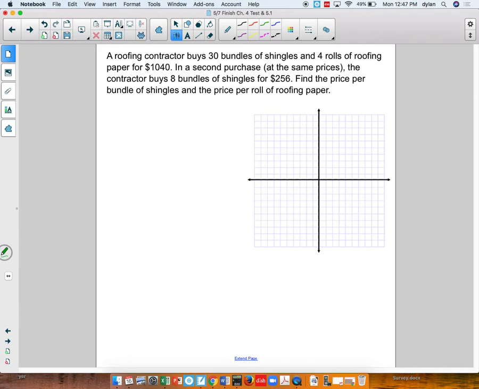And the first thing whenever we do a word problem is we always define our variables first. And I guess for this problem, I'm going to say that R comes before S. So I'm going to use X is going to be our price of roofing paper.